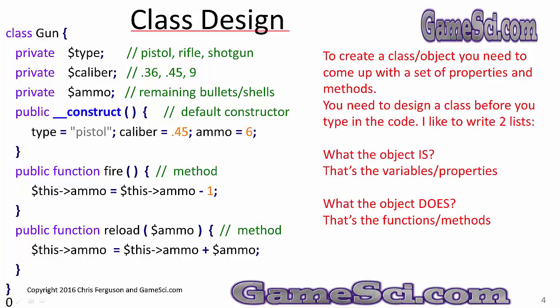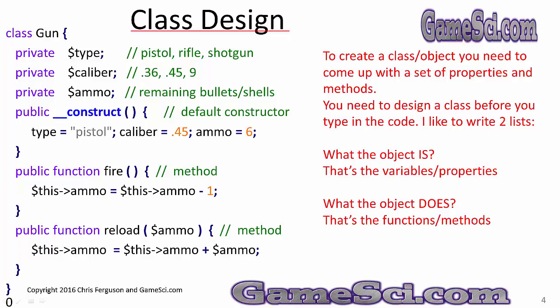To create a class object, you need to come up with a set of properties and methods, or variables and functions. You need to design a class before you type in the code. It's never a good idea to just sit down and start typing out code. You want to think about it before you do it. And that's what this slide's about. Thinking about what I want to build before I build it. What I usually do when I'm going to design a class is, before you type in the code, I create 2 lists. List number 1 is what the object is.